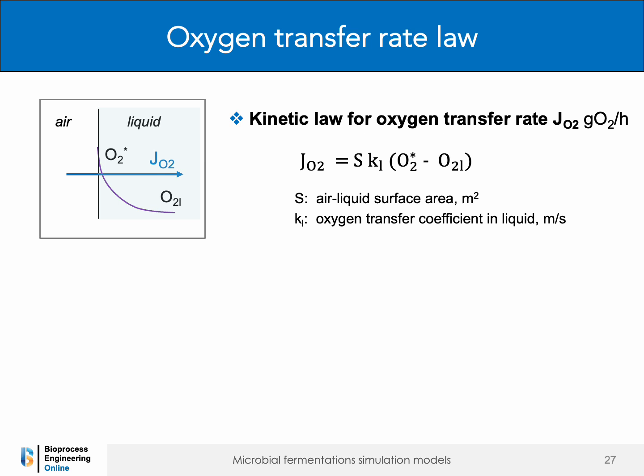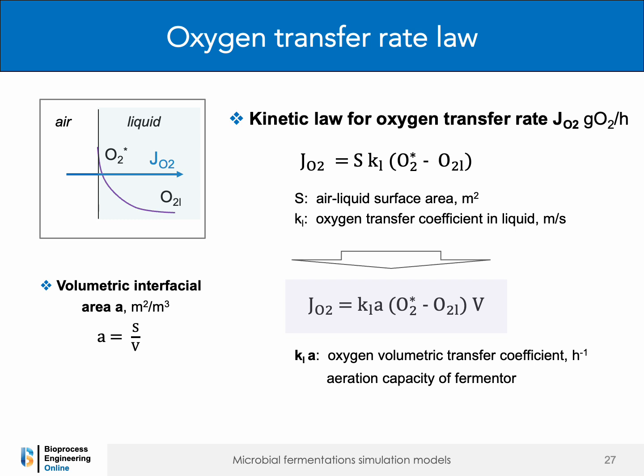JO2 equals S KL (O2* minus O2L), where S is the transfer surface area between the air and liquid solution in square meters. KL is the oxygen mass transfer coefficient in the liquid phase solution in meter per second. The oxygen concentration difference, O2* minus O2L, serves as the driving force for the oxygen transfer.